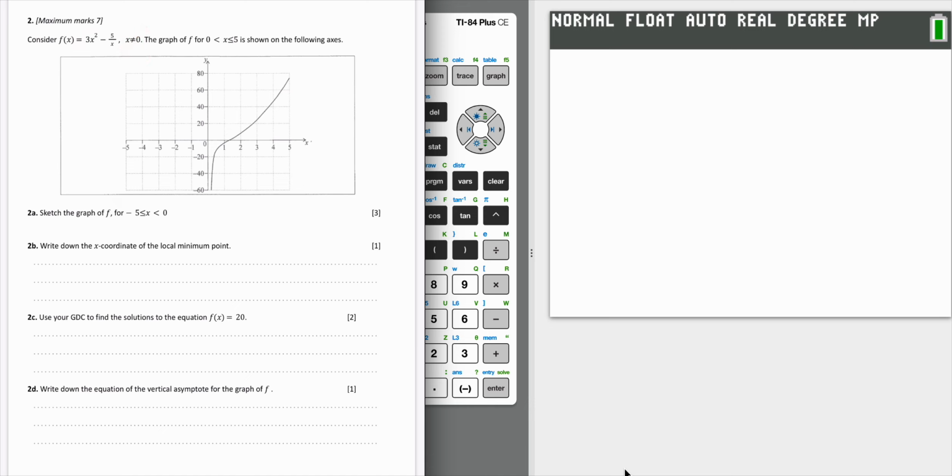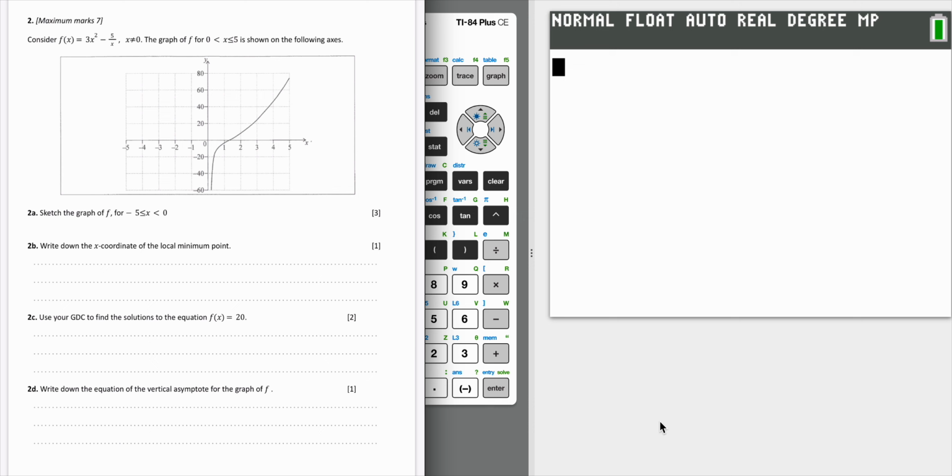But it's telling us that it is not valid at 0, which means that there's going to be an asymptote at 0, and we can see that from this line here. And it asks us to plot the graph for x is between -5 and 0. So that's this part here of the graph.